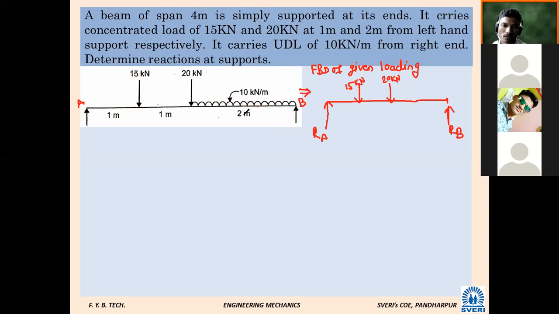How will it be converted and where do we apply it? We have to calculate its intensity first, and then convert this UDL into a point load. In simple language, this uniformly distributed load we have to convert into a point load. How do we convert it? Very simple. What will be the intensity of the total load?